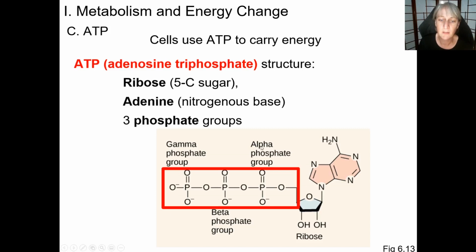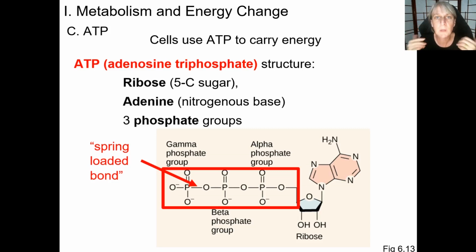And here I have 1, that's the alpha. This is A, B, and C. My 1st group, my 2nd group, and my 3rd group. They all have negative charges, and if you remember, opposites repel each other. If I try to put 2 negative charges together, they're going to push each other away. So what happens is this bond here between the last phosphate and the second to last phosphate is what we call spring-loaded. It's really easy to break, but it has a little bit of energy in there.